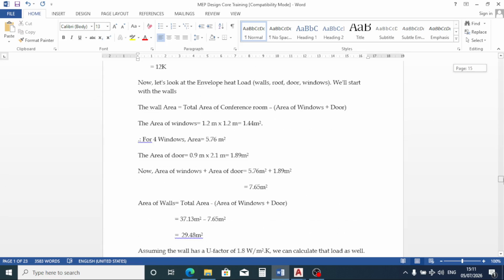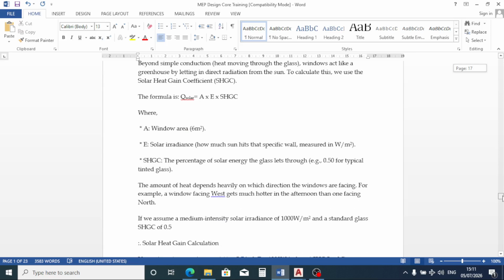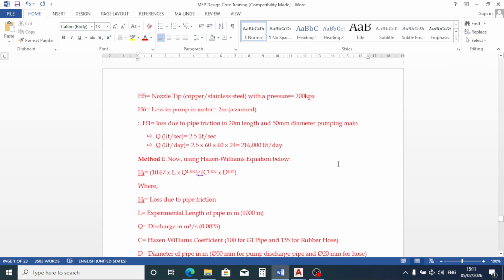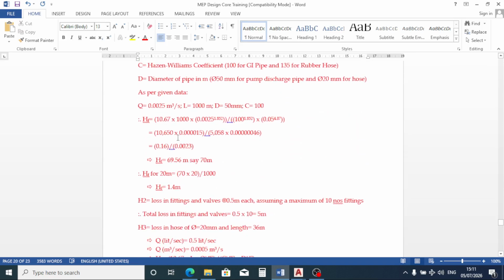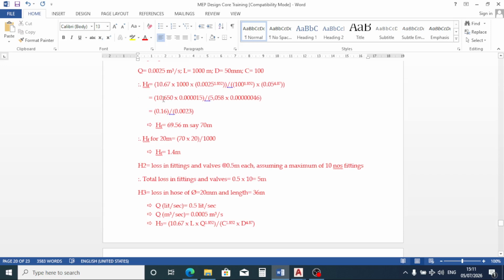And the last error, yes, so here is the last error. Instead of 10,650, we are supposed to have 10,670. Why? Because this value is 10.67, multiplied by 1,000, you will be having 10,670, not 10,650. So let's take this step all over again up to the last point, even though the difference will not be much.